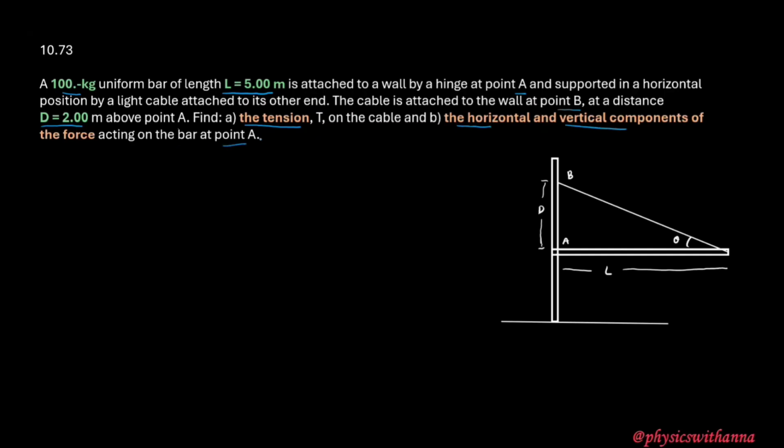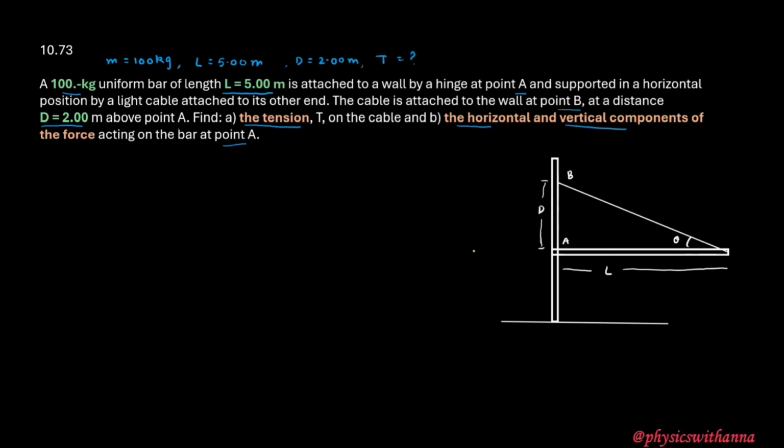at point A. So here in this question, you have a uniform bar that has a mass M of 100 kg and the length of the bar is 5 meter. The bar is attached to the wall with the help of a hinge at point A and it is supported by the cable which is attached to the wall at point B. Distance of point B and A is equal to D, which is 2 meter. And we need to find the tension in the cable.